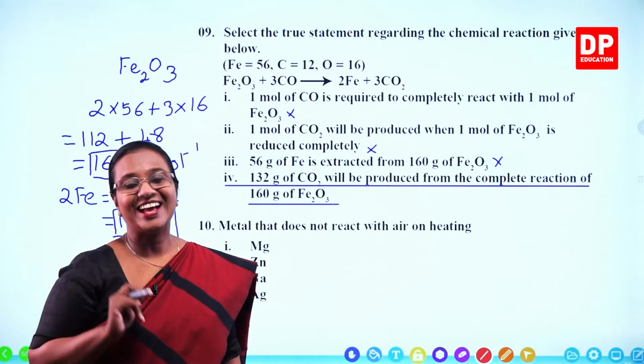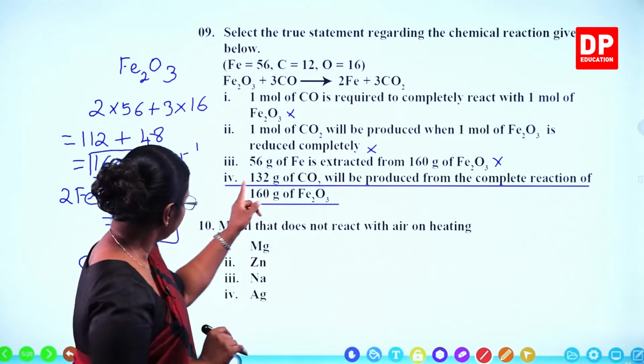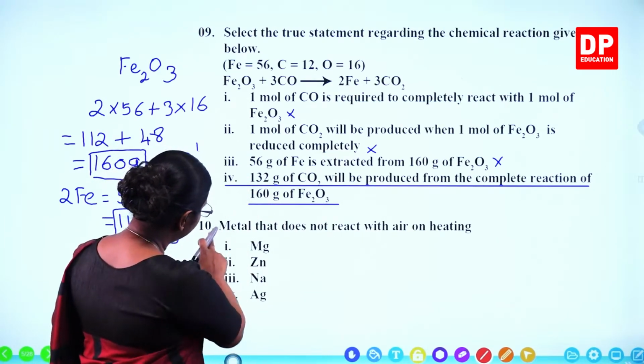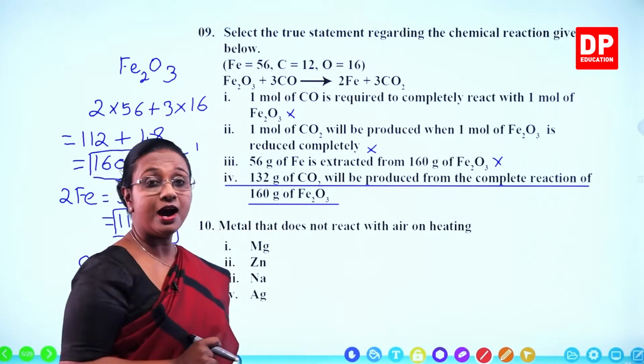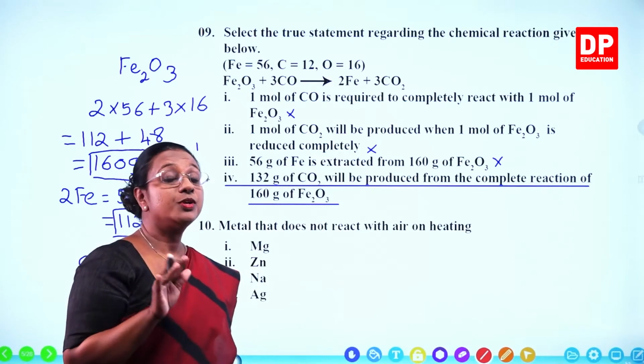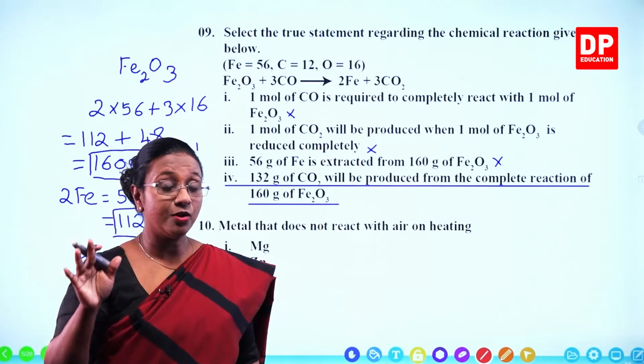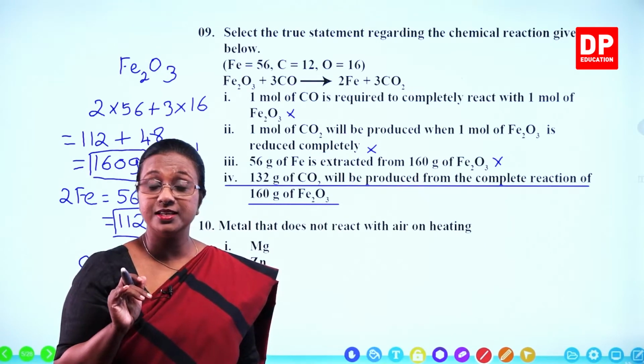I am sure you all can understand that, students. So then the next question. Question number 10. Metal that does not react with air on heating. So you can remember, students, we had all the different metals of the activity series.